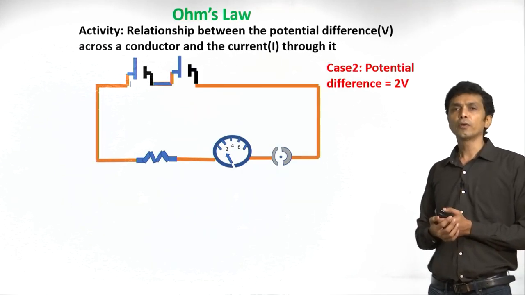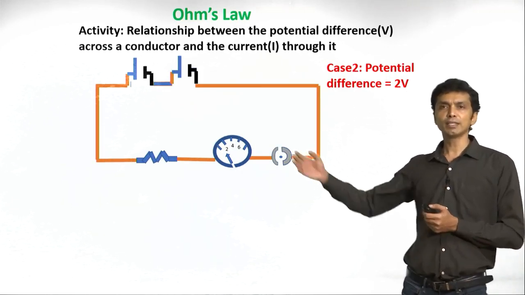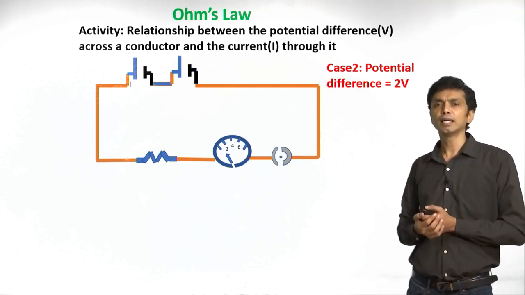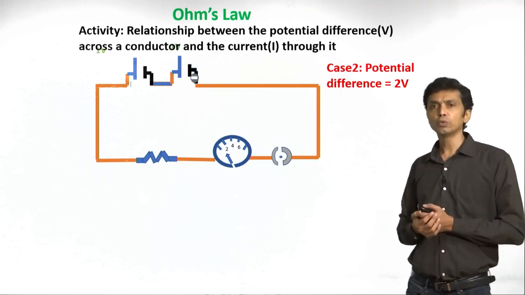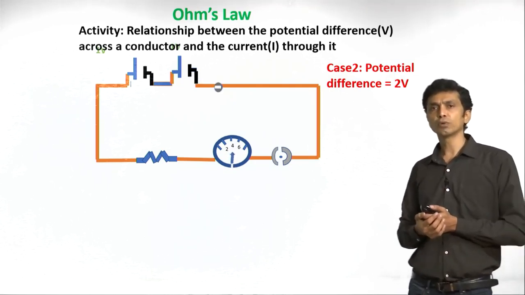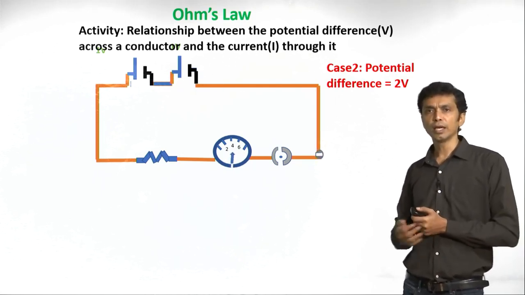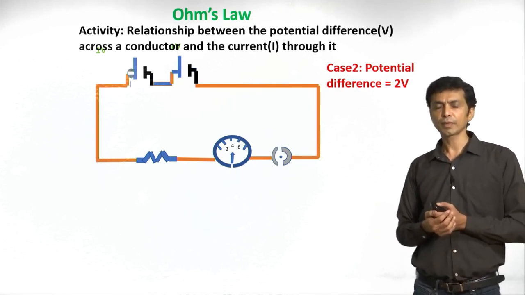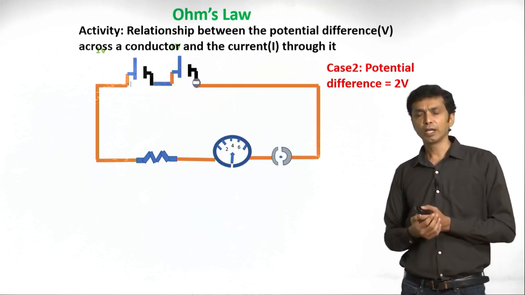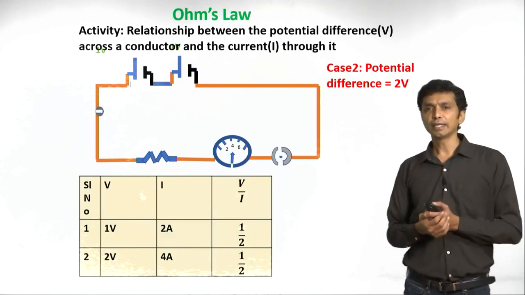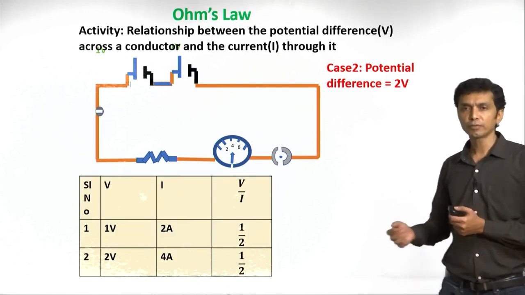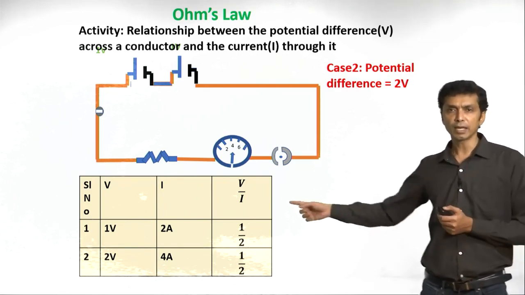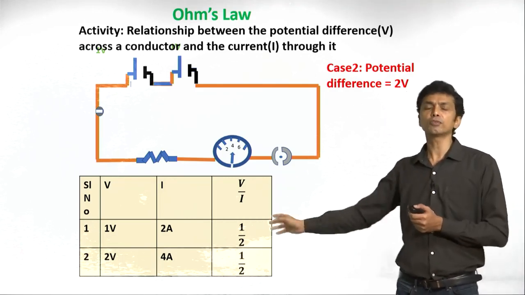In case 2, can you observe, we have increased the power source, we have added another battery. Now, let us see what will happen. 2 volt is the power source that we are giving to this electric circuit. Now, you can see the ammeter is showing 4 amperes. Rest of all the things are same. So, we will note it down, but one thing we are finding here is the ratio is 1 by 2, and another thing is if we increase the voltage, the current is also increasing.